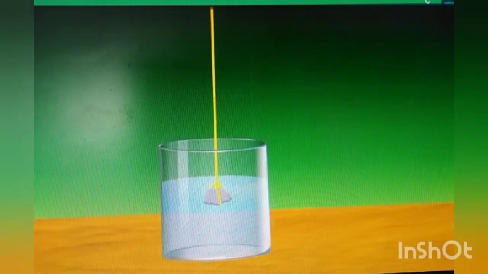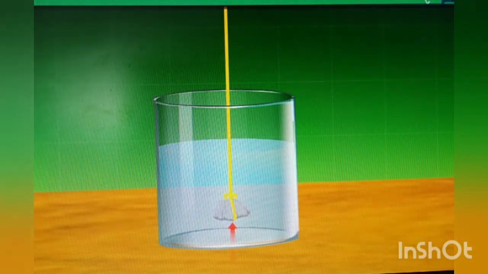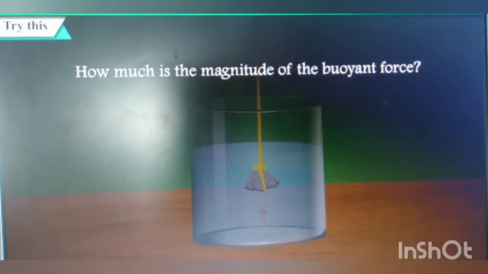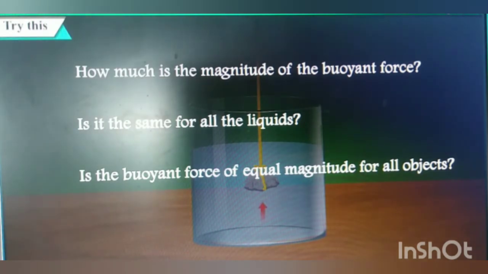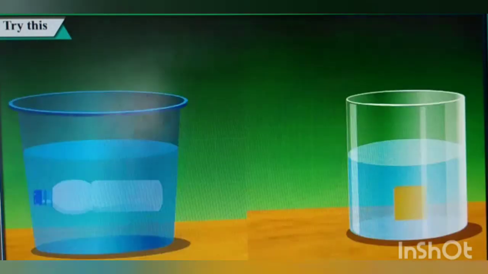So when the stone is sunk in water, a buoyant force acts on it in the upward direction. The weight of the stone acts downwards. Therefore, the force which acts on it in the downward direction is effectively reduced. How much is the magnitude of the buoyant force? Is it the same for all the liquids? Is the buoyant force of equal magnitude for all objects? The answers to these questions are embodied in Archimedes' principle.